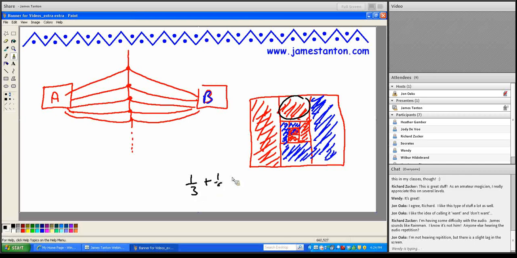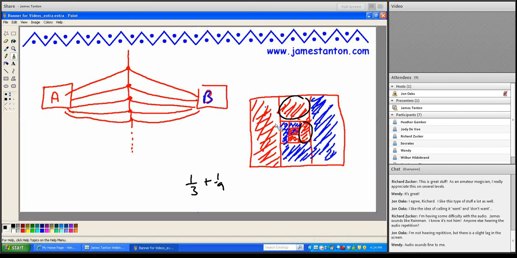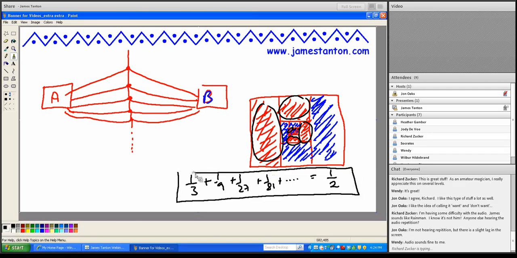Well, what is the area of the red? Well, first of all, it was a third, plus this section was a third of a third, a ninth, plus this section, a third of a third of a third, sorry, three sections is a 27th, plus the next section, a third of a third of a third of a third, and so on. Doing this forever, and we've just proven basically the geometric series formula for the value x equals 1/3. The sum of the powers of 1/3, if you could do that forever, must be 1/2.